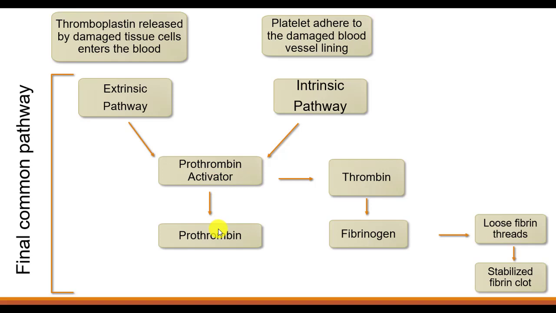And prothrombin activator also activates thrombin, which eventually activates fibrinogen. So fibrinogen is like the molecule which forms fibrin threads, and it is essentially very important for the formation of a plug or a clot around the damaged blood vessel. And when fibrinogen is activated, it forms loose fibrin threads. So first of all, fibrin threads which are a little loose are formed, and then eventually a fibrin clot is formed, which is a stabilized fibrin clot. So this is the whole process that is happening.